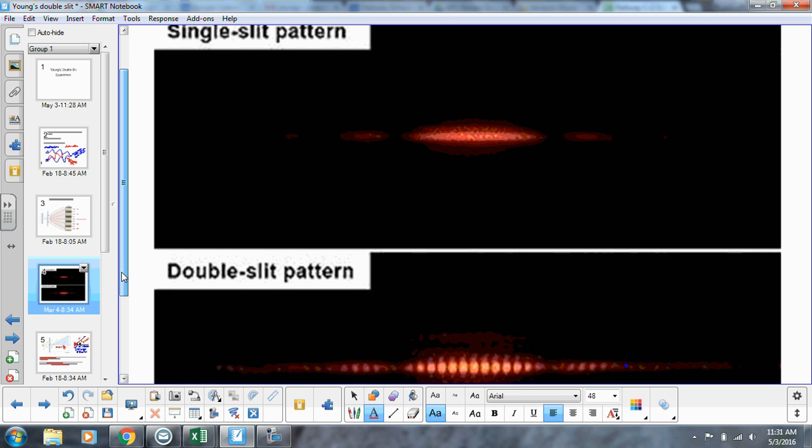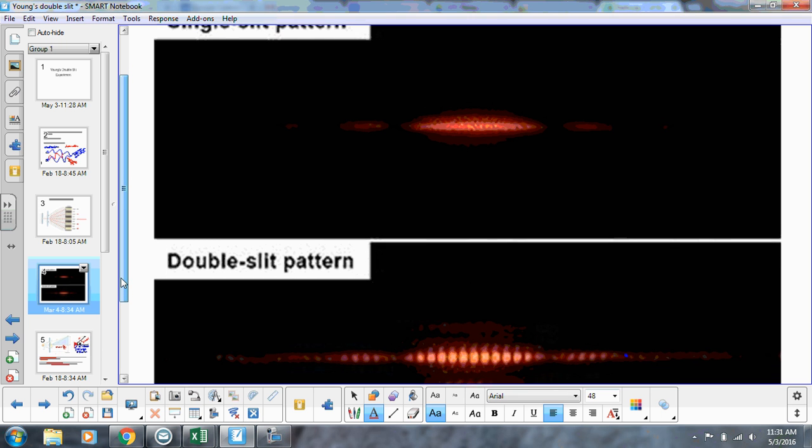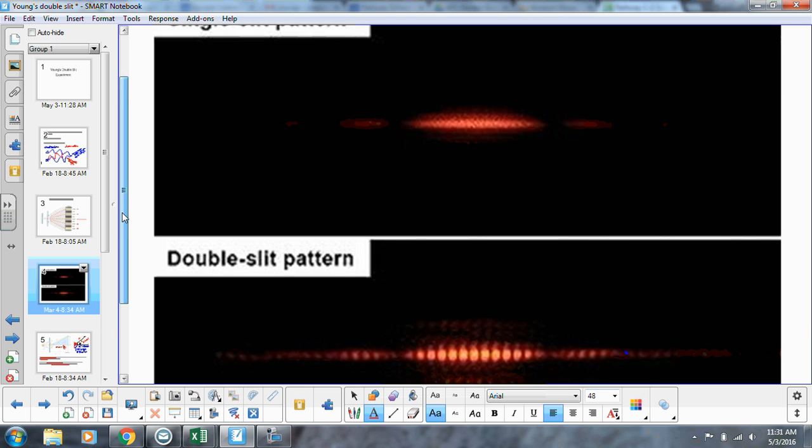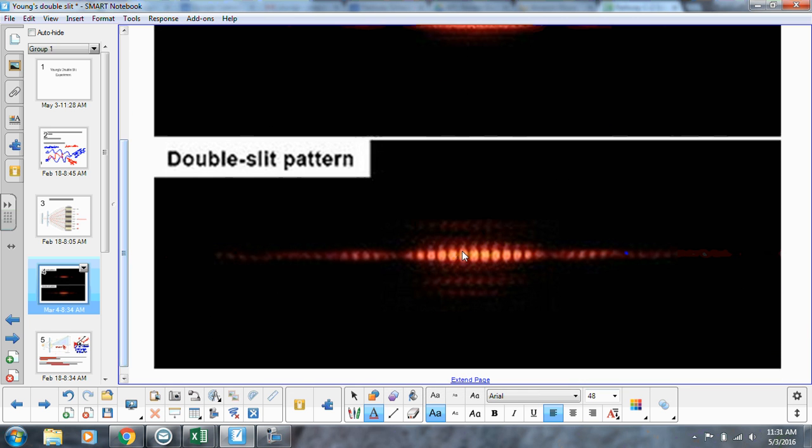Now I want you to notice that when we shine a laser through a single slit, you are going to get a central bright spot, and then you're going to get some dimmer spots on the sides. We'll talk about that later. But today we're going to focus on the double slit pattern. So the double slit pattern is these little teeny tiny bright spots and dark spots that are occurring.